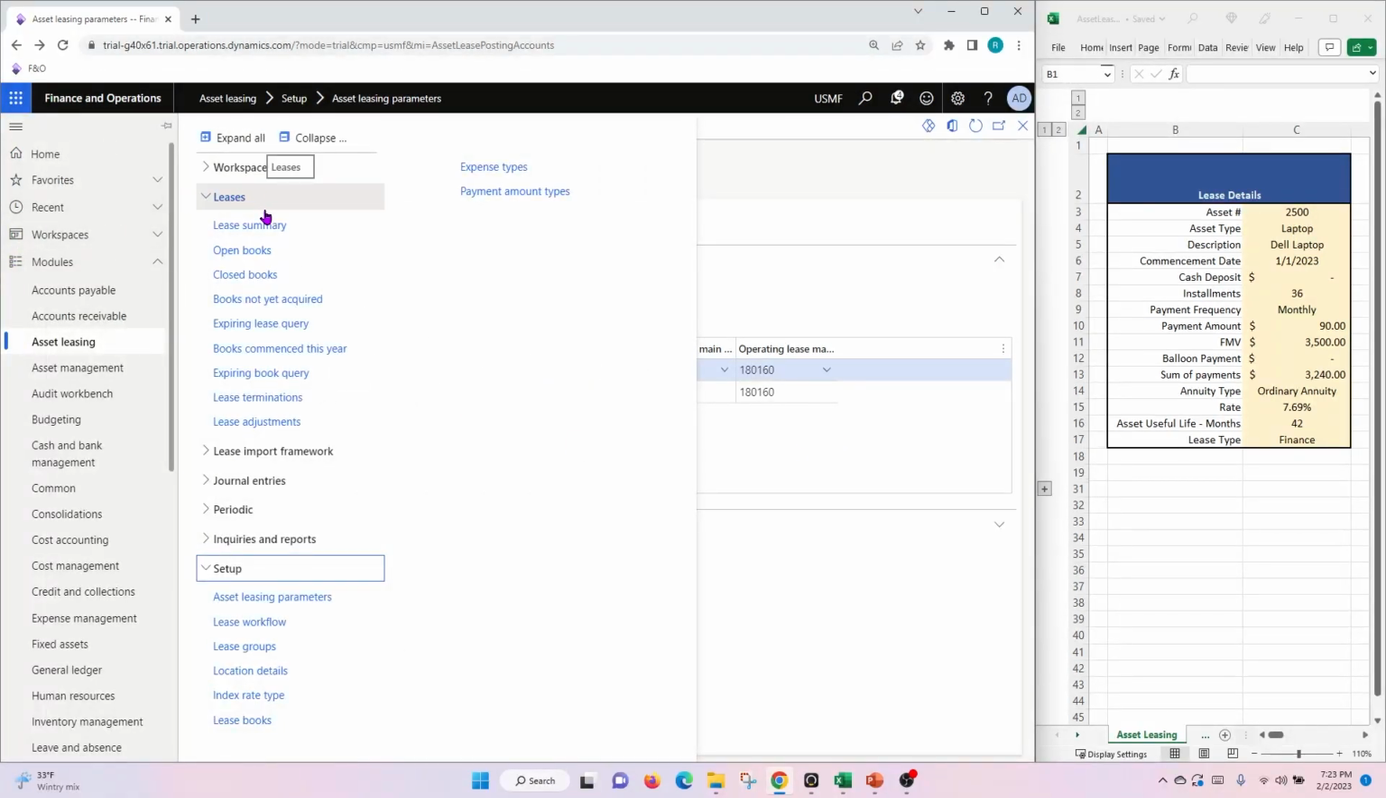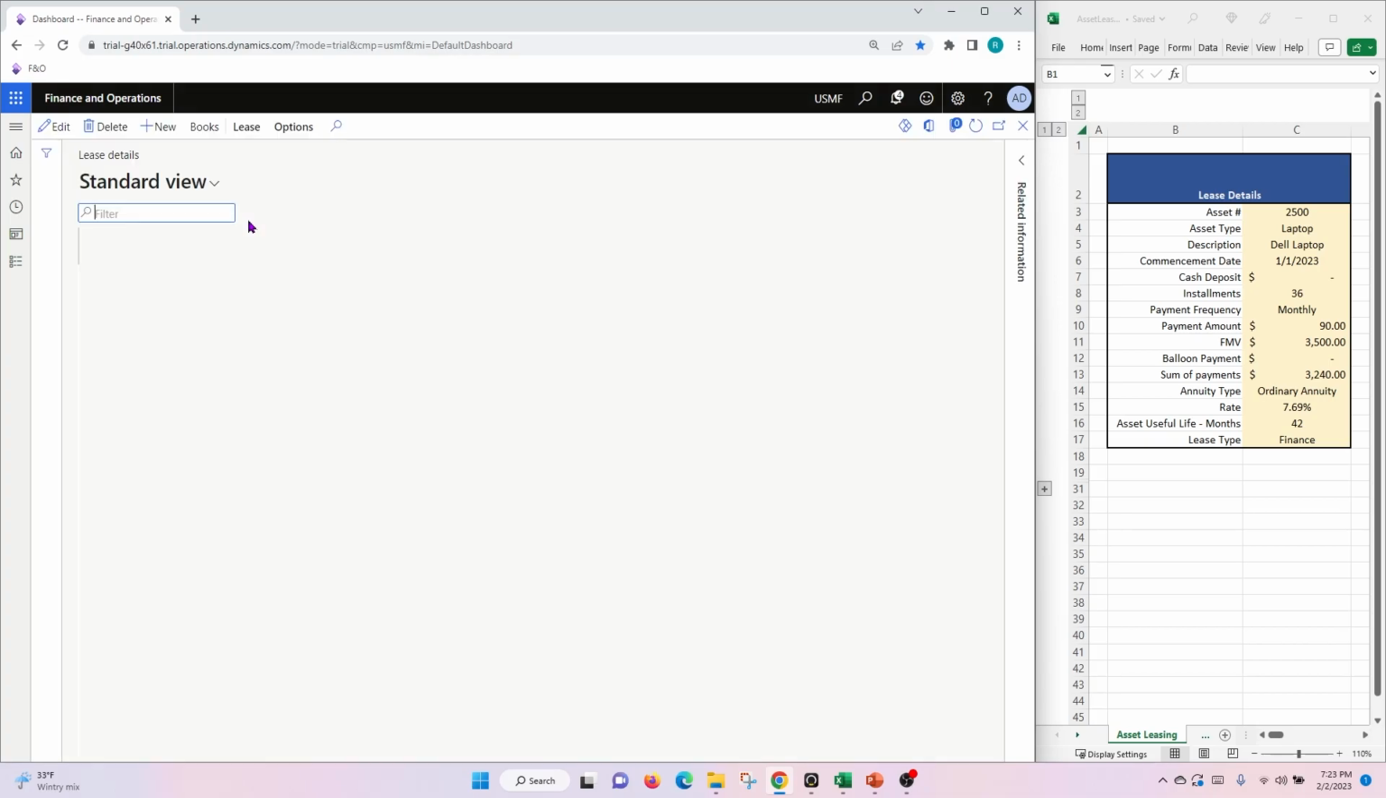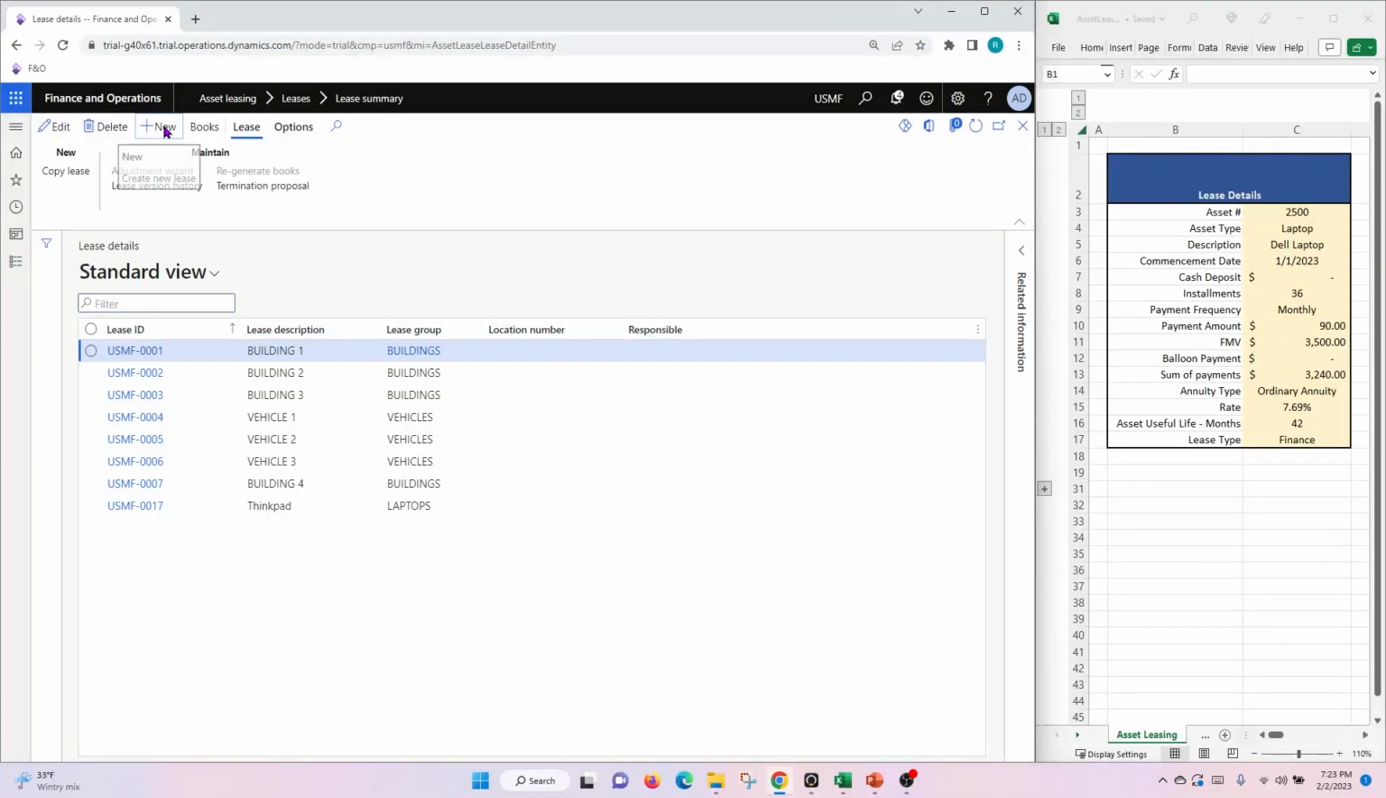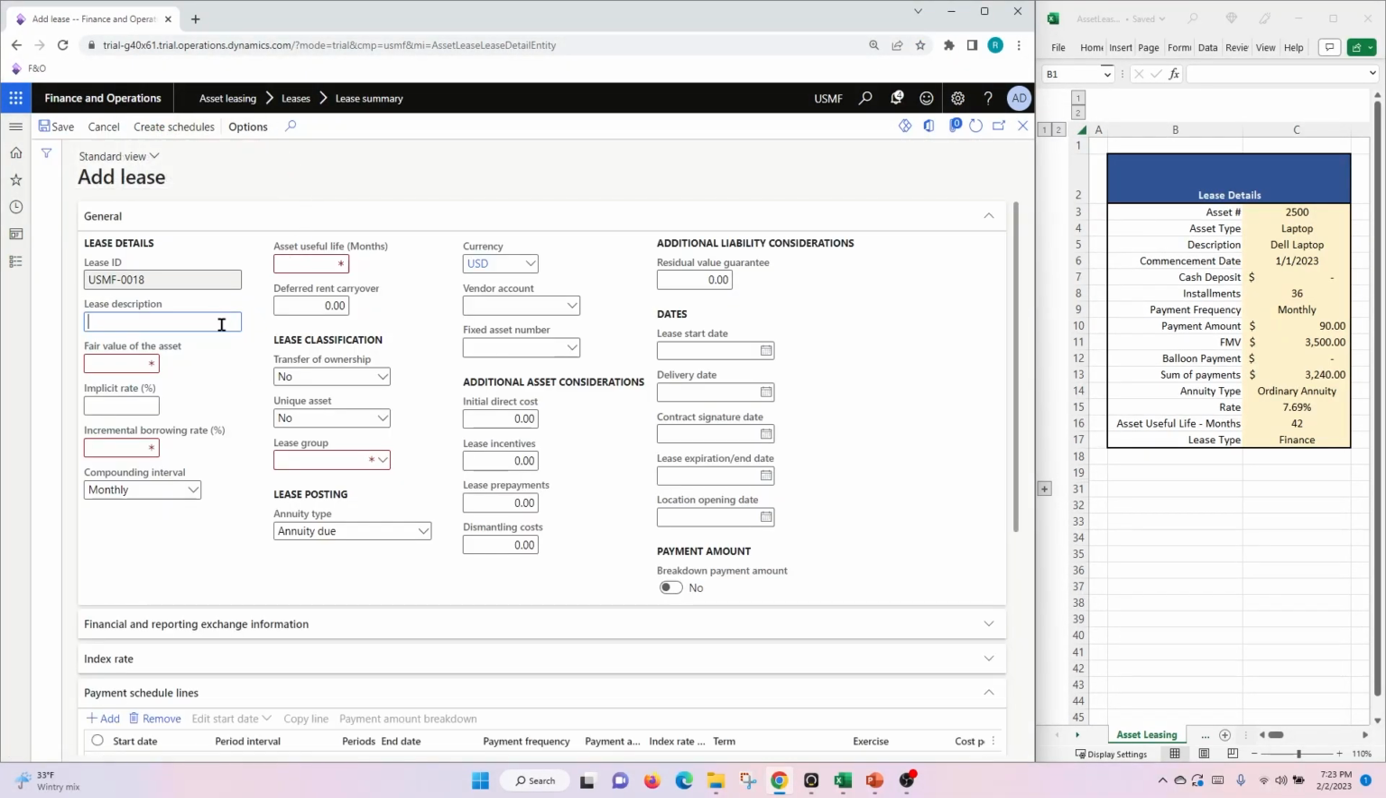So go to Leases, Lease Summary, click on New. Now this is a Dell 2500, fair value is 3,500, incremental borrowing rate 769, asset useful life 42 months. There is no transfer of ownership. It's not a unique asset.